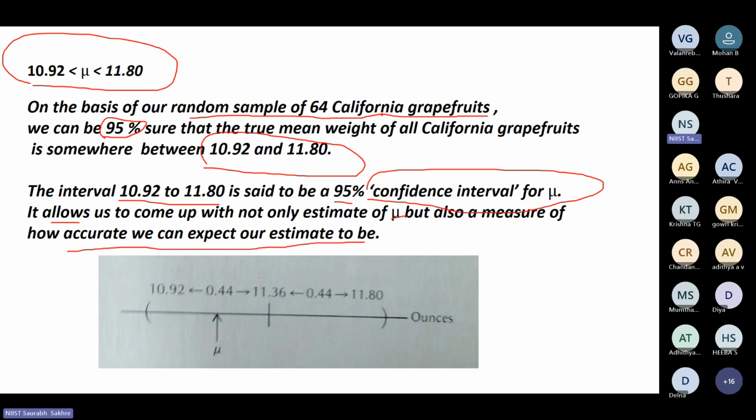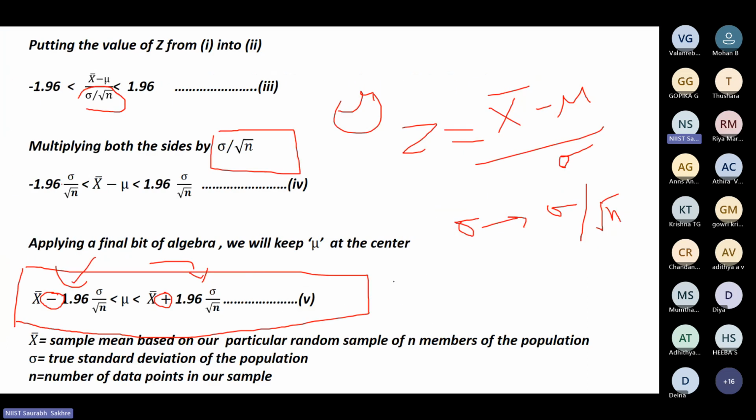Here you can see this is the center, 11.36. I can go left 0.44 up to 10.92, and I can go right 0.44 up to 11.80. So my true mean will be in this range only. I hope this is clear to you.